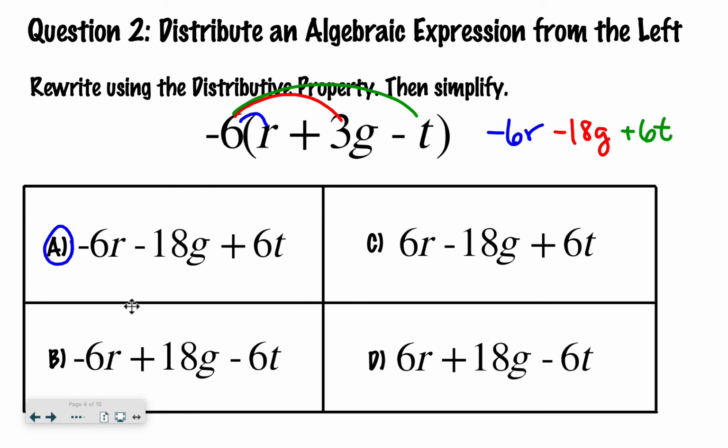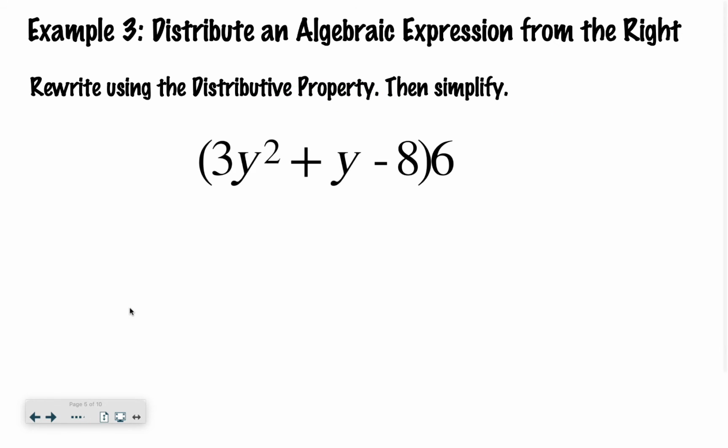Okay, for this problem, hopefully you said negative 6 times r is negative 6r. Negative 6 times 3g is negative 18g. And negative 6 times a negative t is positive 6t. So that would be letter A.